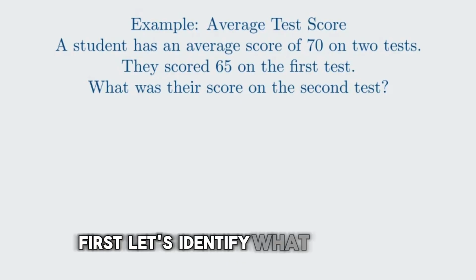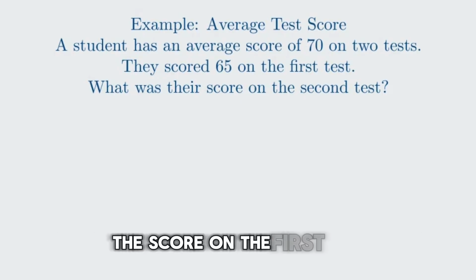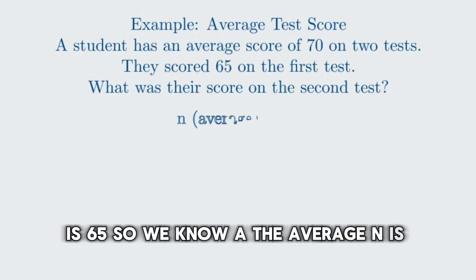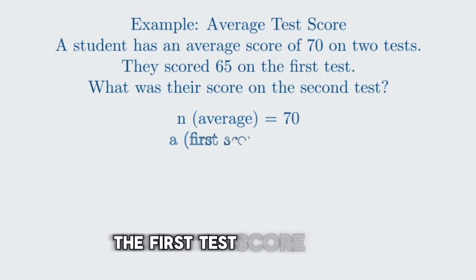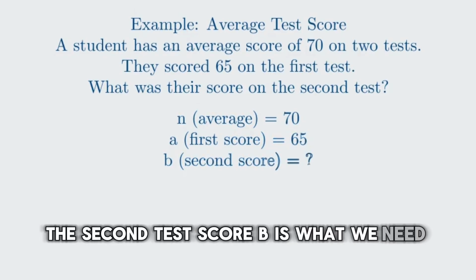First, let's identify what we know. The average score is 70, so we know n. The score on the first test is 65, so we know a. The average n is 70. The first test score, a, is 65. The second test score, b, is what we need to find.